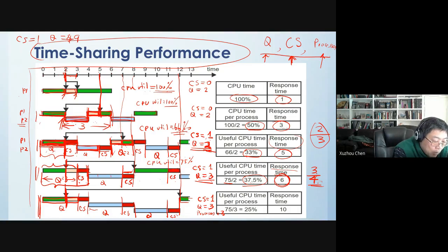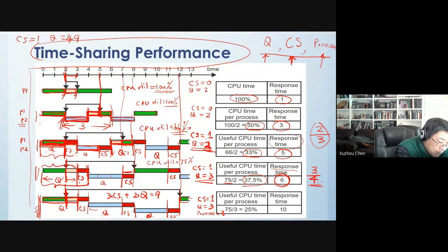So you normally have two time quantums because of the 2 additional processes running. 2 time quantum plus 3 context switching in between. So you have 3 context switching plus 2 time quantum. Now the context switching is 1, so 3 times 1 is 3. And time quantum is 3, so 2 times 3 is 6. So total is 9.